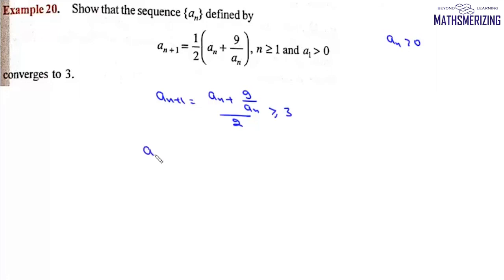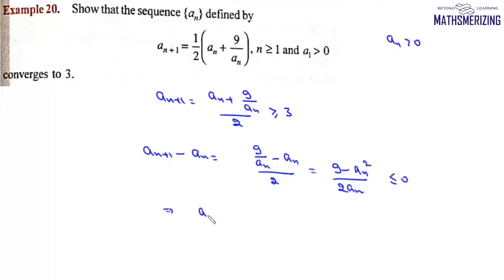Now if we write an plus 1 minus an, it will be simply (9 upon an minus an) by 2, which is (9 minus an square) upon 2an. Now since an is greater than or equal to 3, 9 minus an square is always less than or equal to 0. That means an plus 1 will be less than or equal to an. That is, this sequence is a monotone decreasing sequence. Now since the sequence is bounded below and it is monotone decreasing, it is a convergent sequence.